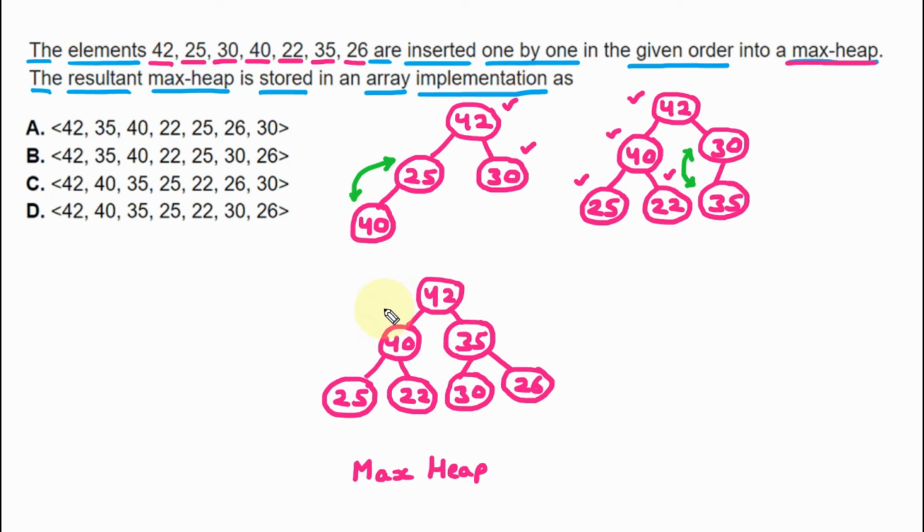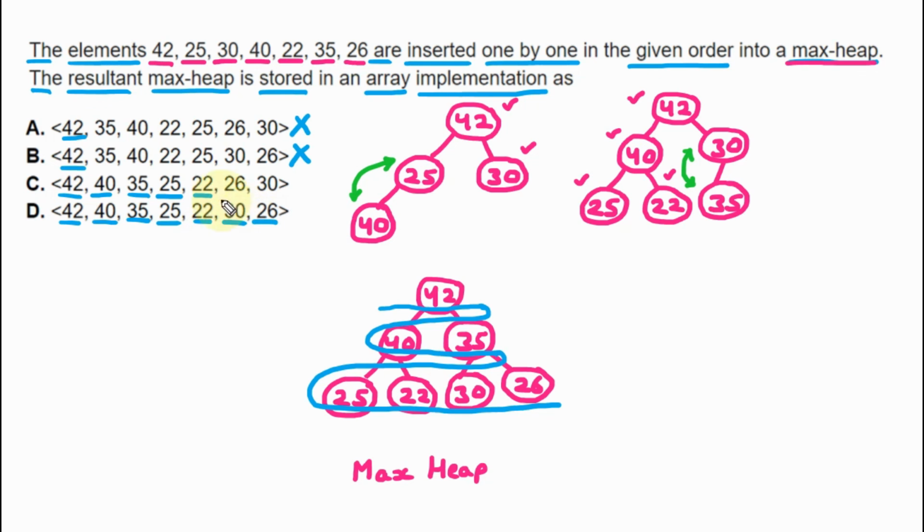First of all we are going on the first level, so here 42 will come. Now we can see that in all the answers we have 42. Then we should go to the next level, that is 40 and 35. So here 40 and 35 are in C and D. That means A is not the answer, B is not the answer. The answer will be out of C and D. Then afterward we go to the next level, which is 25, 22, 30 and 26. So 25, 22 are the same in both the options, but 30 and 26 is in D. So that means C is not the answer, but D is the correct answer.